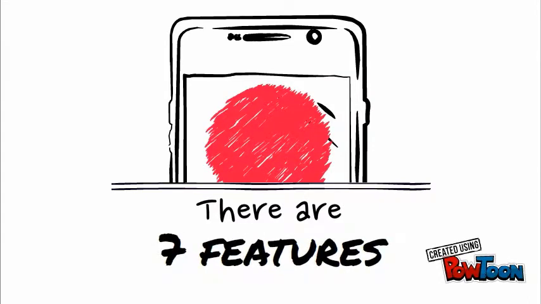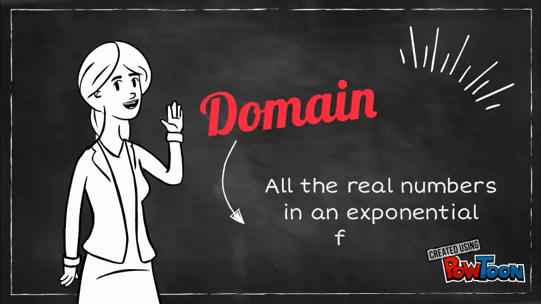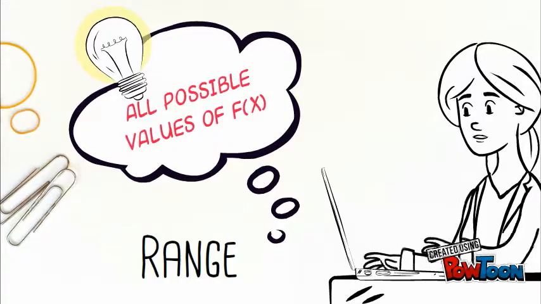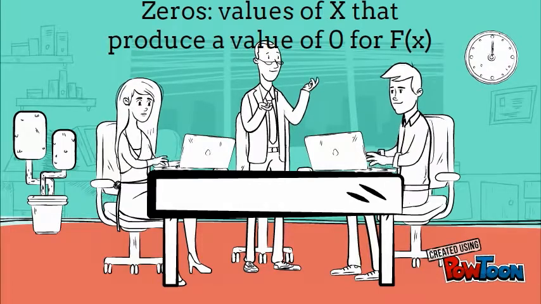There are 7 features. The first one is domain. Domain is all real numbers in an exponential function. The next is range. Range is all possible values of f of x. Zeros. The values of x that produce a value of 0 for f of x.